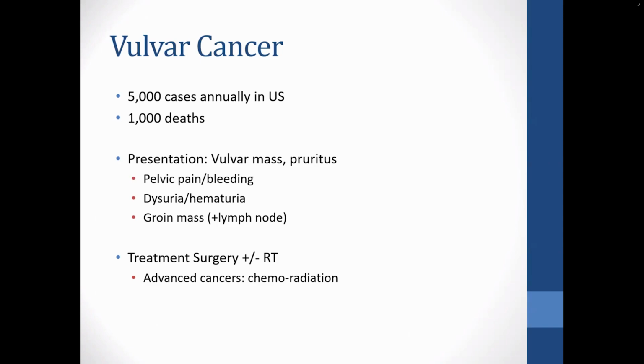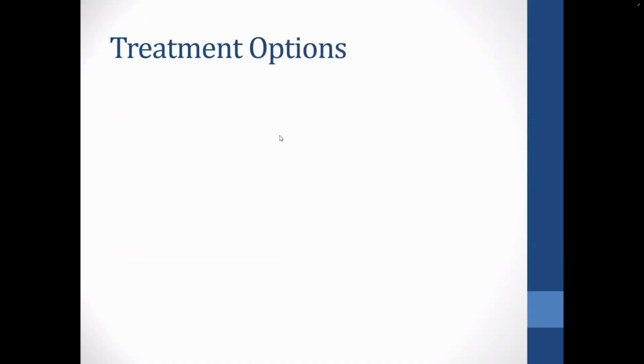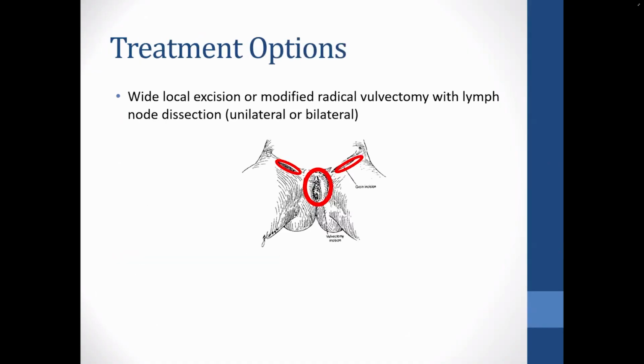Treatment typically involves surgery with radiation to follow. For select cases, more advanced cancers may not be candidates for surgery and may have definitive chemoradiation instead. The surgery typically involves a wide local excision or a modified radical vulvectomy with lymph node dissection. Depending on the laterality of the primary tumor, the lymph node dissection may be either unilateral or bilateral. If the tumor is in the midline, it typically requires a bilateral lymph node dissection. However, if the tumor is well lateralized, perhaps an ipsilateral dissection alone is sufficient.